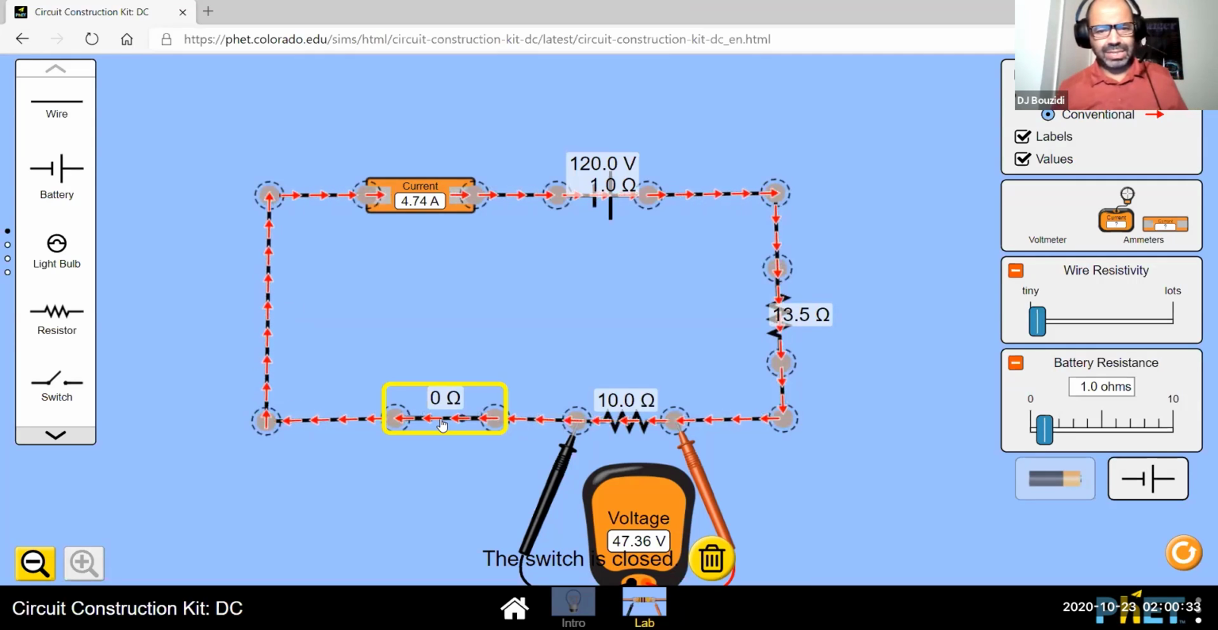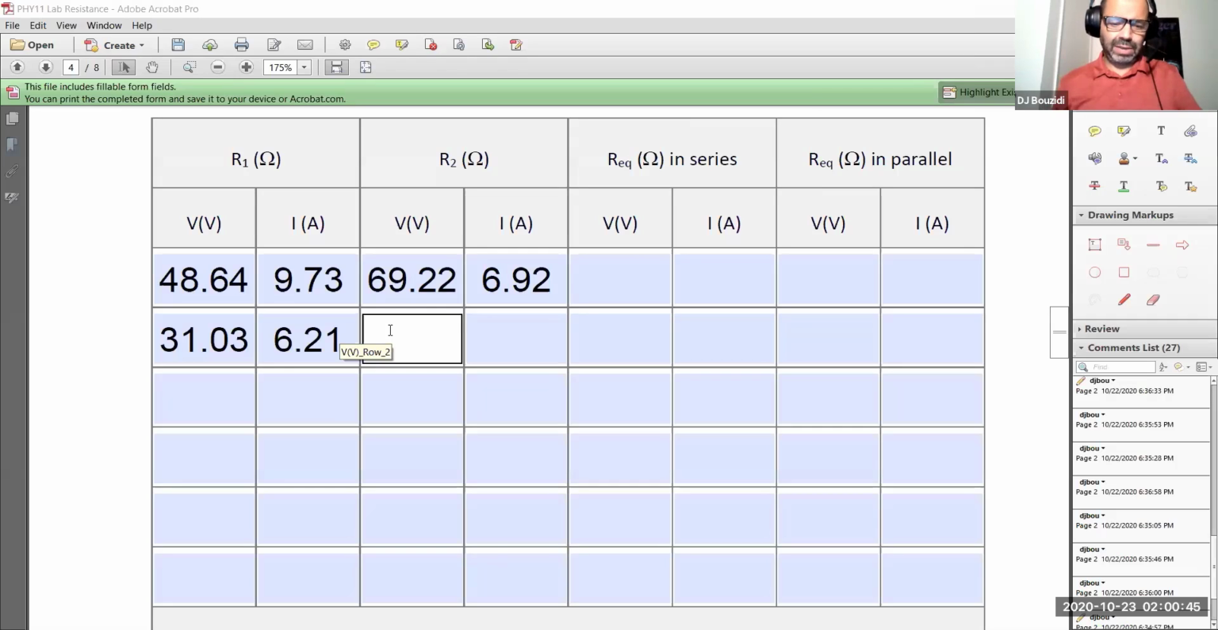Now, if I'm doing this lab, I open the circuit again to make sure no current is running through it, stop sharing the screen, go back into my screen for the data and write it down as 47.36 and this value at 4.74. Okay. I assume that you guys can finish this.